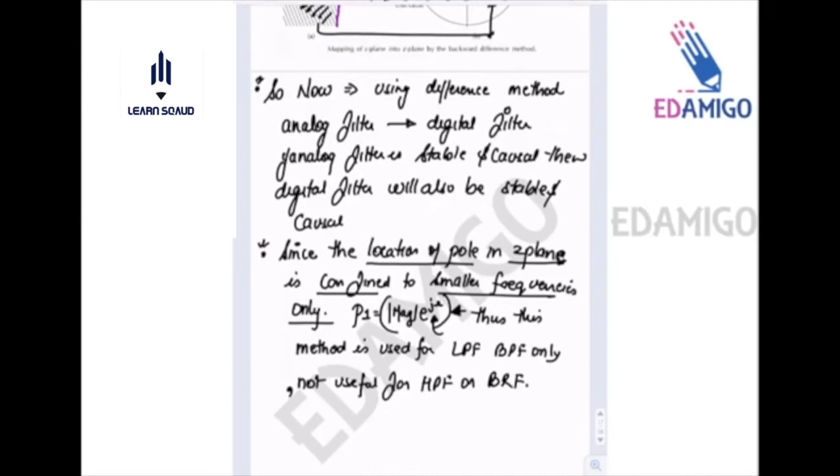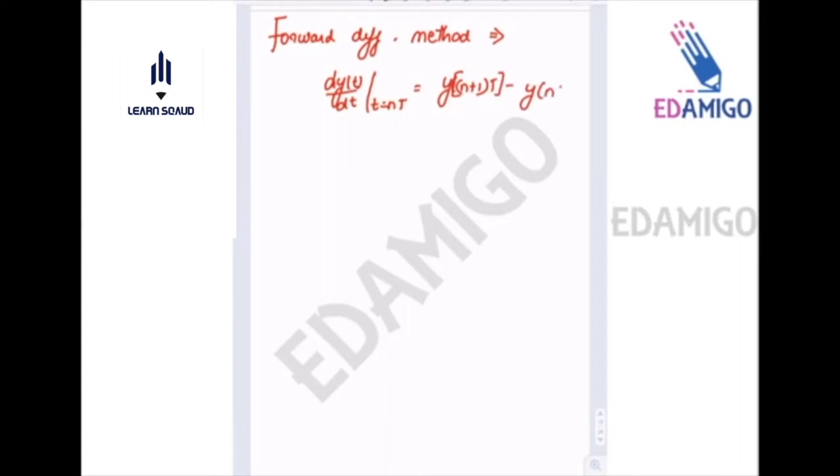Okay, so let's move on to another part of this method. In the previous method, we have seen the backward difference method. Now we will see the forward difference method. So what is this? Here dy(t)/dt at t equal to nT is written as (y((n plus 1)T) minus y(nT)) divided by T. As we have written in the previous section also, y(n plus 1) minus y(n).